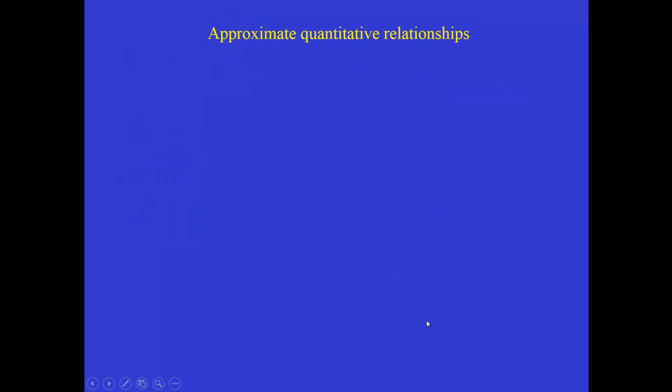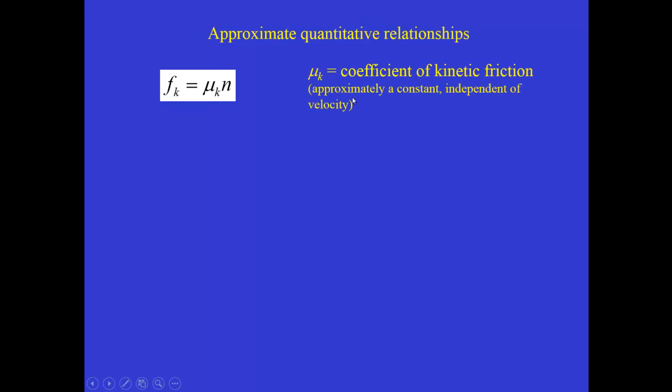And that allows us to write down the approximate quantitative relationship that when there's an object that experiences a normal force from a surface, then the frictional force of sliding friction, if it's moving, is equal to a constant mu, that's the Greek letter mu sub k times the normal force. Mu sub k is the coefficient of kinetic friction. And it is, to a very good approximation, for normal surfaces, approximately a constant. It's not dependent on the velocity of the object.